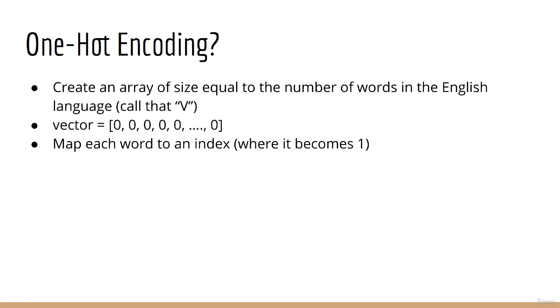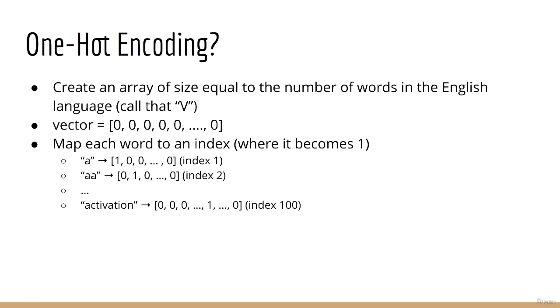So for example, the word A will get the index 1. The word AA will get the index 2. The word activation might get the index 100. And we do this for all other words, so we get all the way up to zoo, which maybe has the index 1 million. Finally, once we have a map for each word to an integer, we simply set that corresponding index to 1. So as you can see, all of these vectors are a bunch of zeros with only a single 1 at a unique position. Thus, our final one-hot encoded word vector becomes a vector of mostly all zeros except with one 1.